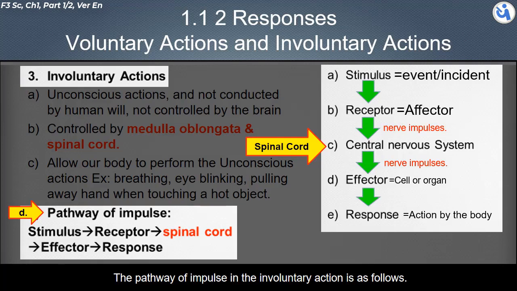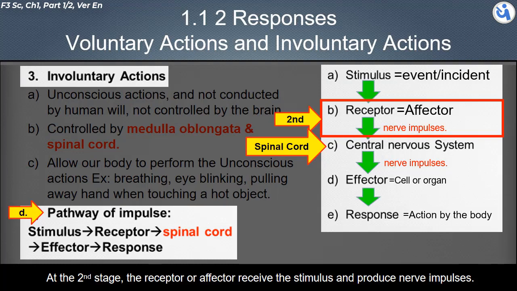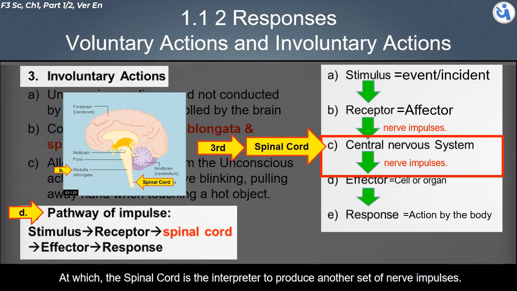The pathway of impulse in the involuntary action is as follows. At the first stage, the stimulus exists in the environment. At the second stage, the receptor or effector receives the stimulus and produces nerve impulses. At the third stage, the nerve impulse is transmitted to the central nervous system, which is the spinal cord, through the nerve. At which, the spinal cord is the interpreter to produce another set of nerve impulses.